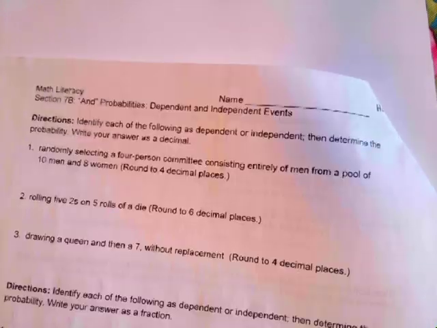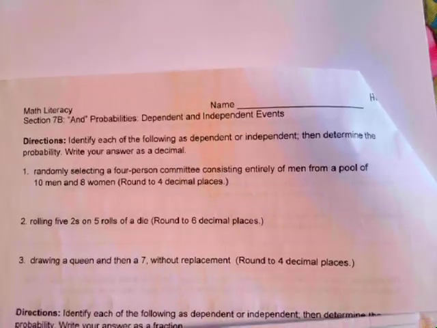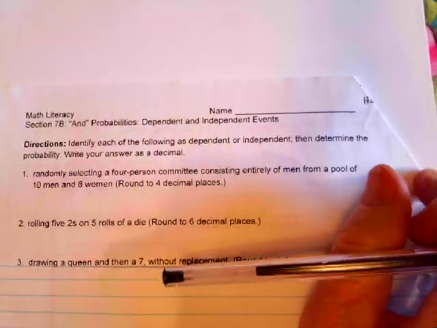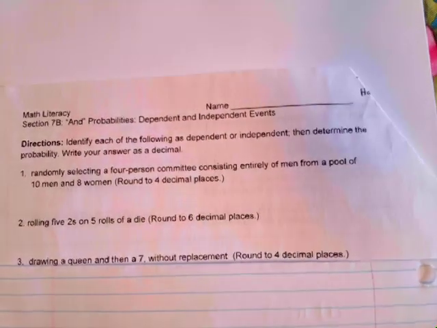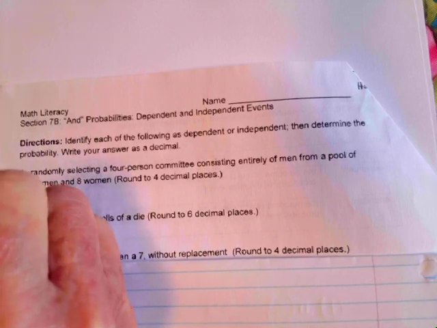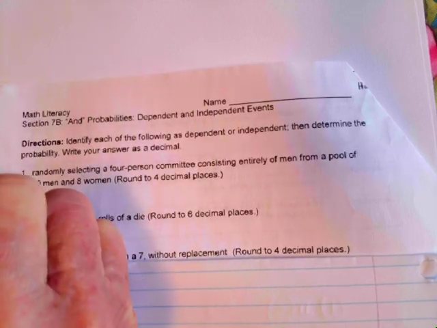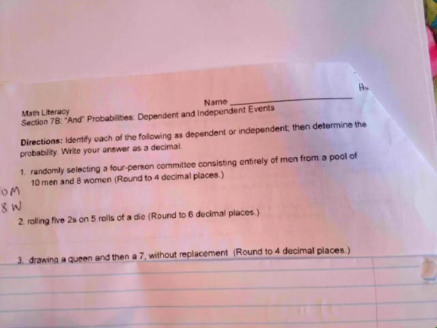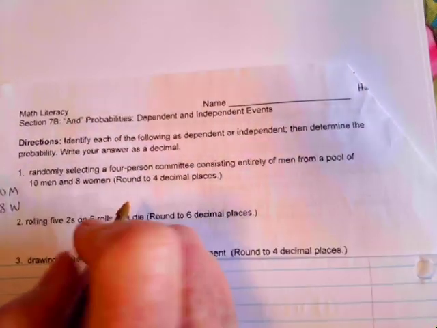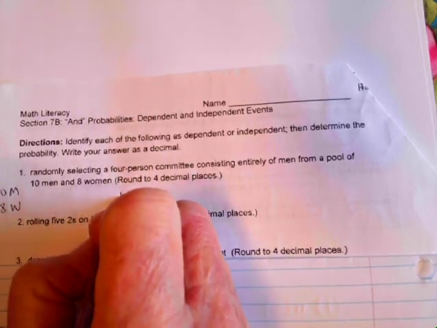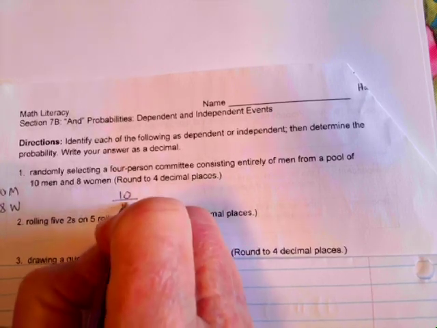Identify each of the following as dependent or independent, then determine the probability. Randomly selecting a 4-person committee consisting entirely of men from a pool of 10 men and 8 women. There are 10 men and 8 women. What is the probability of drawing all men? The first time I draw, there are 10 men out of 18 people.